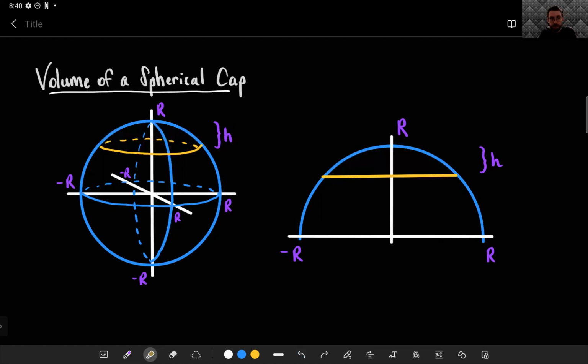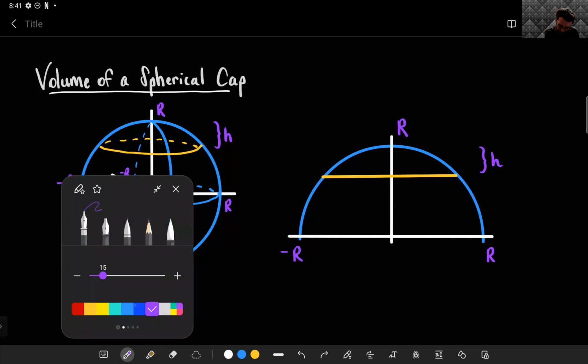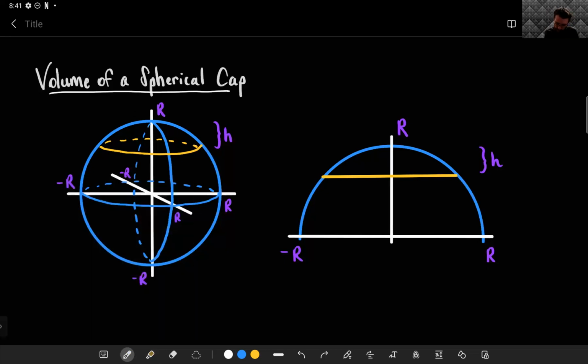So I'm going to set up an integral for this thing, and I probably won't evaluate it. I'll leave that to you. And hopefully this will help with some tricky integration problems that we're encountering in Calc 2. So how should I start?